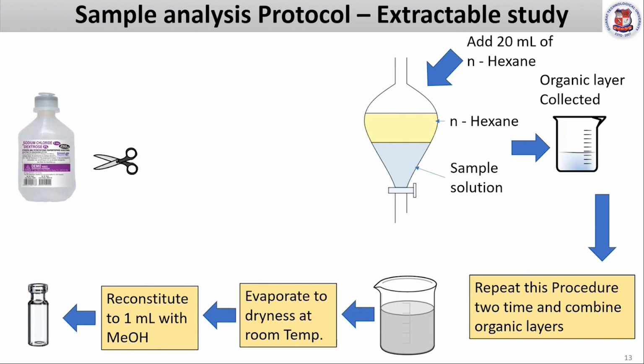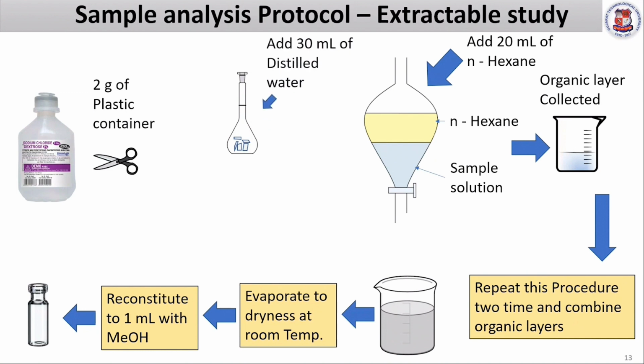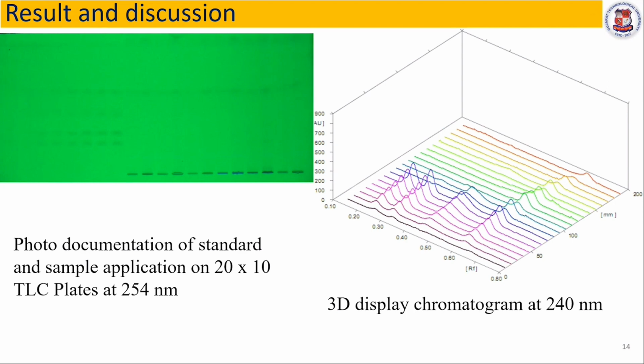And as far as extractables are concerned, we have to extract the container. So we took 2 grams of plastic container, cut it into smaller pieces, extracted it with 30 ml of distilled water and sonicated it, and the rest of the procedure remained the same. So in the first part, we tested the product. In the second part, we tested the container. As far as the result is concerned, all four phthalates were separated very well, as we can see in the UV photograph of TLC as well as in the densitogram at 240 nanogram.